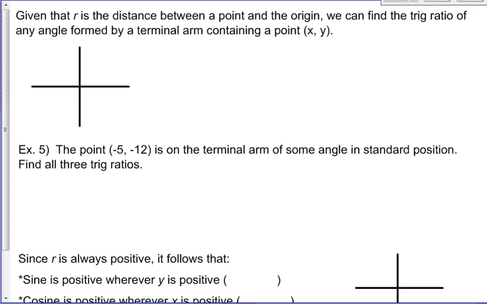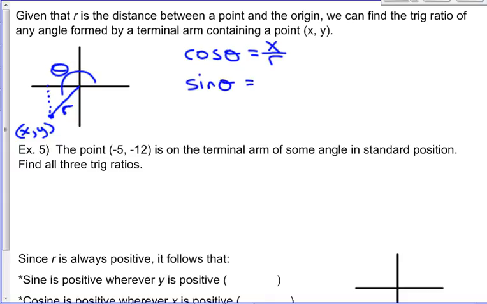So if r is the distance between some point and the origin, we can find the trig ratio of any angle formed that contains a point x, y. So let's say we've got this angle right here. Its angle in standard position would be whatever theta is there. The cosine is x over the radius, because this is going to be the radius, the hypotenuse. The sine is y over the radius. And the tangent would be the opposite, that's your y, over the adjacent, which is the x.